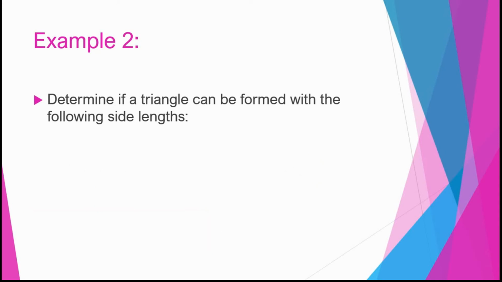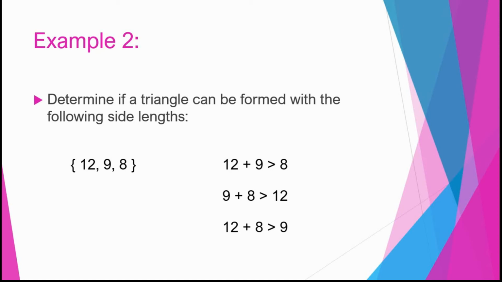So we're looking at example number 2. We're doing the same thing here, but our new side lengths are 12, 9, and 8. So we're going to try these out. 12 plus 9 has to be greater than 8. Same thing for the other two sets of sides.